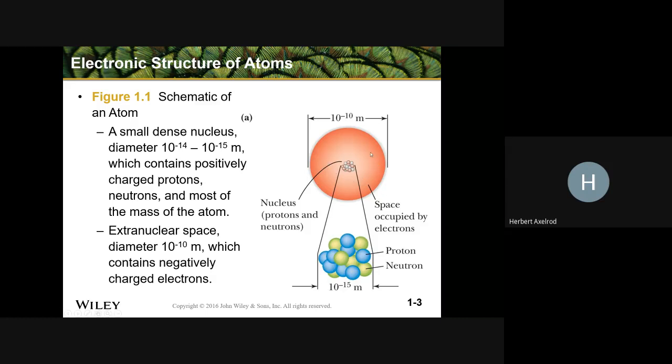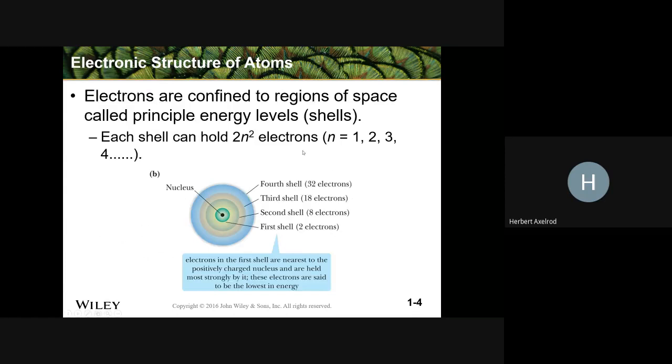Now the electrons are negatively charged, and they surround the nucleus, and they're found in specific regions called orbits. So again, most of the mass of the atom is in the nucleus and most of the space occupied by the atom is in the electron cloud, or the electron orbits.